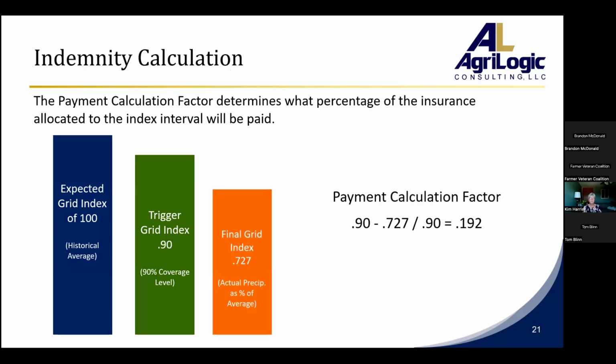Now, to calculate the indemnity, we're going to come up with a payment calculation factor, and that will be multiplied times the amount of insurance that was allocated to that interval. So we do that by taking our trigger grid index minus the final grid index, and then dividing that back by the trigger grid index to determine the percent of loss that was covered. And in this case, it was 0.192, which is what we're going to multiply by our amount of insurance.